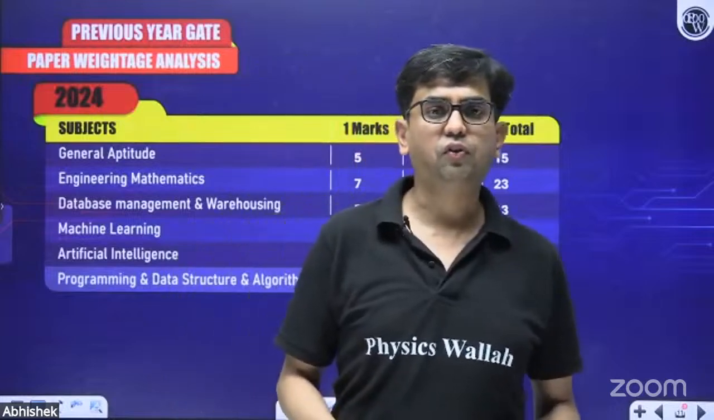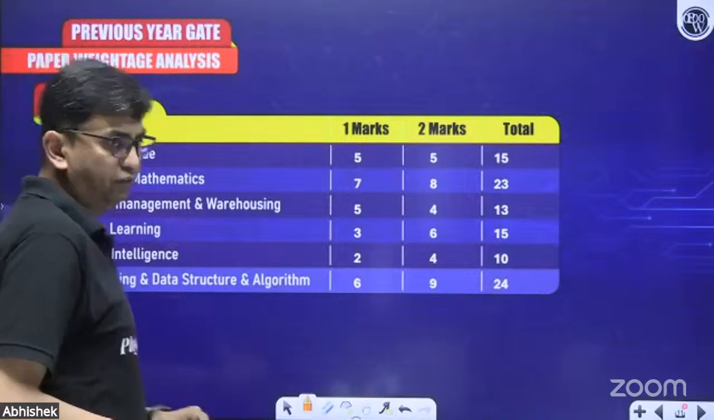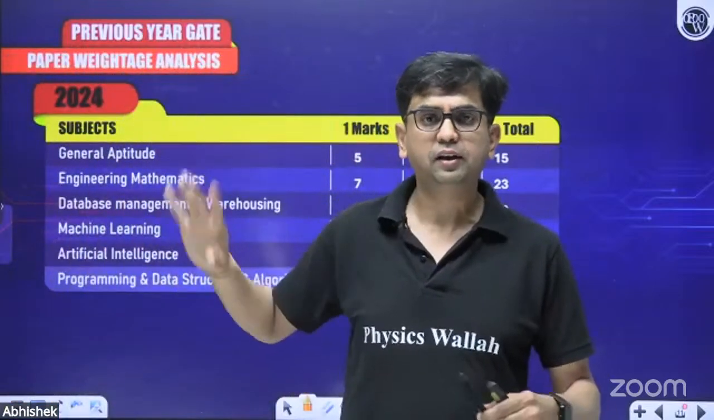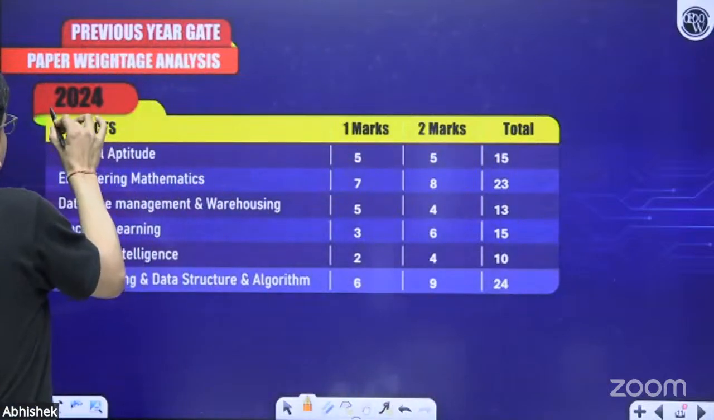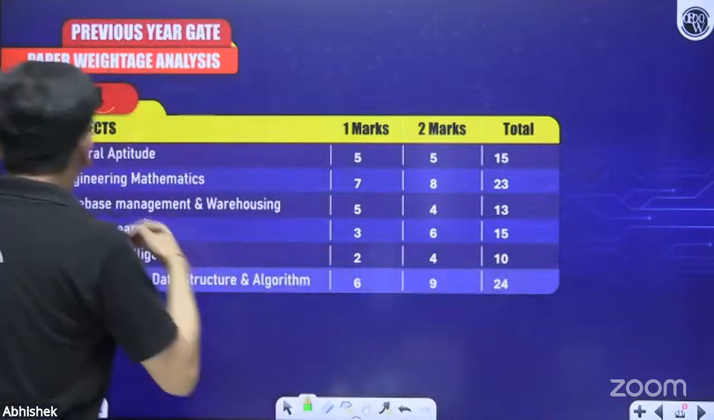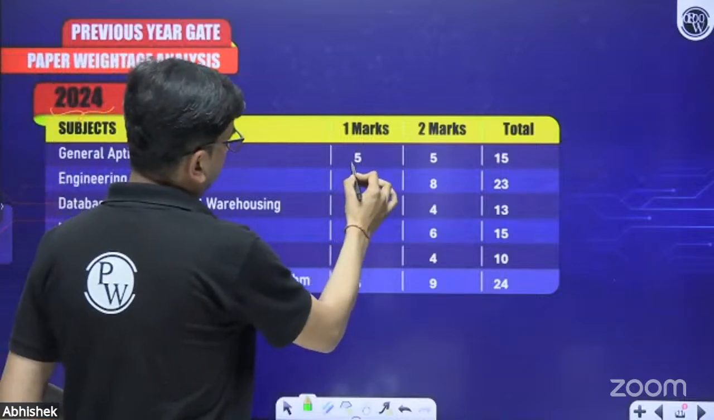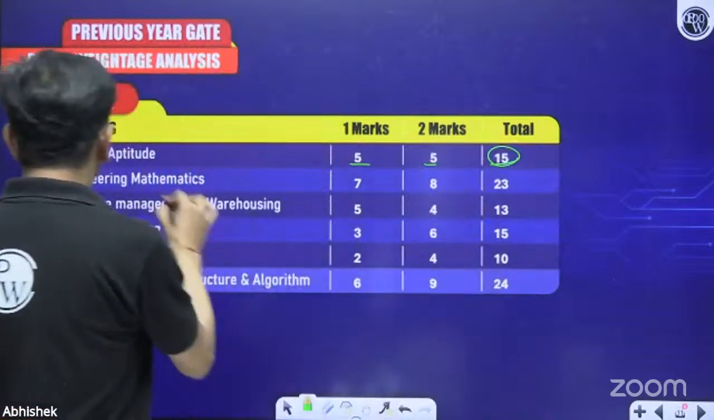So if we talk about the weightage in previous years, in GATE 2024 GATE DA, what subjects were there? If we talk about general aptitude, there are 5 questions of 1 mark and 5 questions of 2 marks, total 15 marks from the general aptitude part.